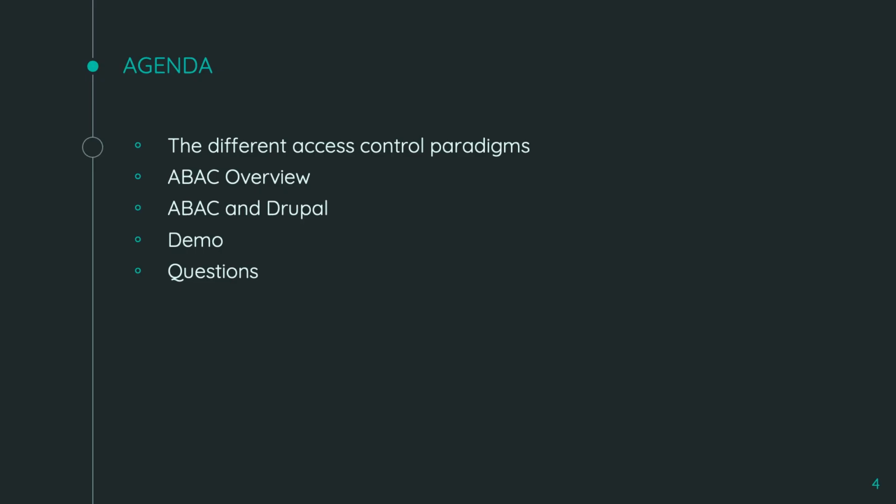But before I get into that, I'm going to take a step back and talk about where we are right now in terms of access control, the different access control paradigms that are available to us, and the different problems that they solve. And then I'm going to give an overview of what attribute-based access control actually is, talk about where the Drupal community is right now in terms of implementing it, and then, spoiler alert, I'm going to give you a demo of a module that implements it. And then hopefully, we have a lot of stuff to cover, I will have some time for questions at the end.